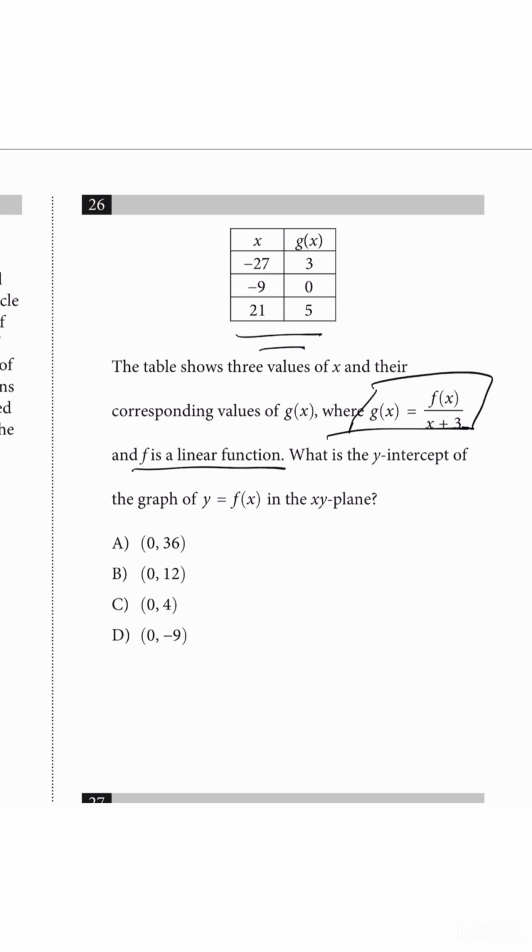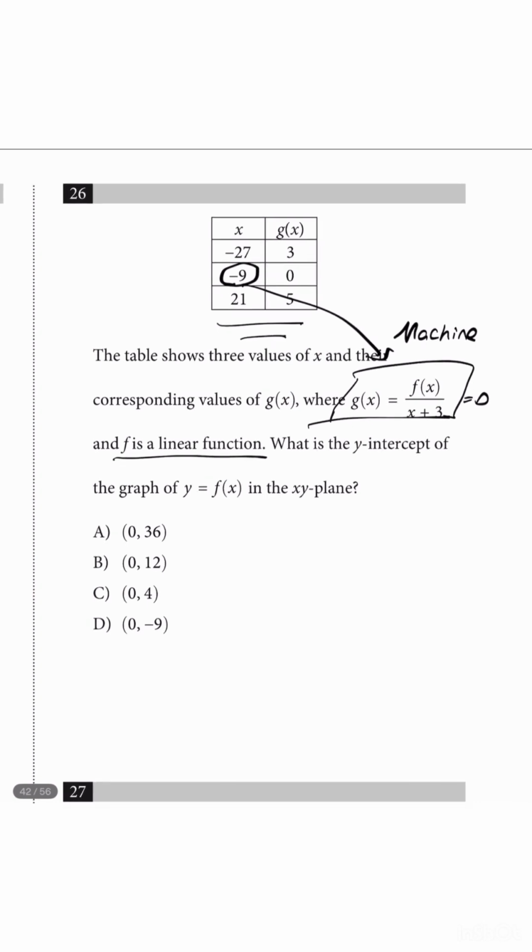So let me just explain what this is trying to say. It says that when you insert -9 in this function here, but you can call it a machine, okay? When you insert -9 in here, the result is going to be 0. So what does that mean? I just need to type -9 in every x I see. So g(-9) equals f(-9) divided by -9 plus 3, which is -6. And that is 0.